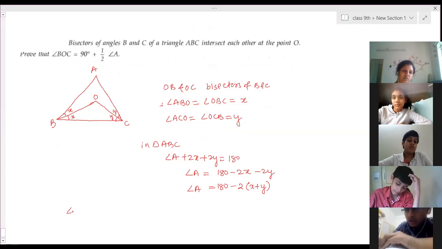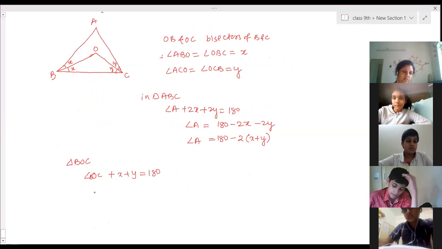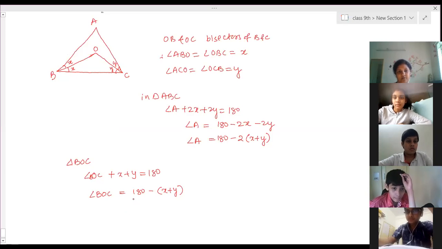Now in triangle BOC, angle O, that is BOC, plus x plus y is equal to 180. So angle BOC is equal to 180 minus (x plus y). Clear? Now what is the value of x plus y?